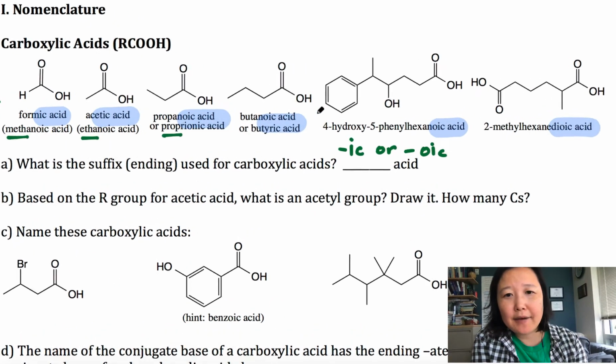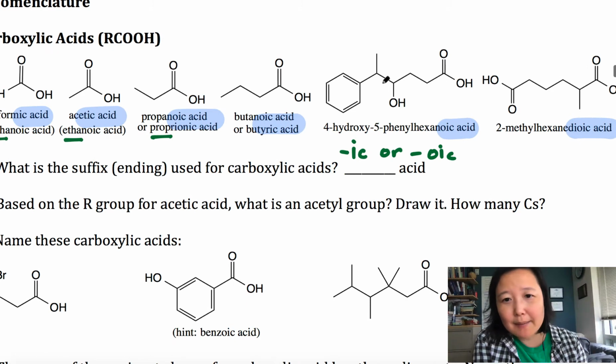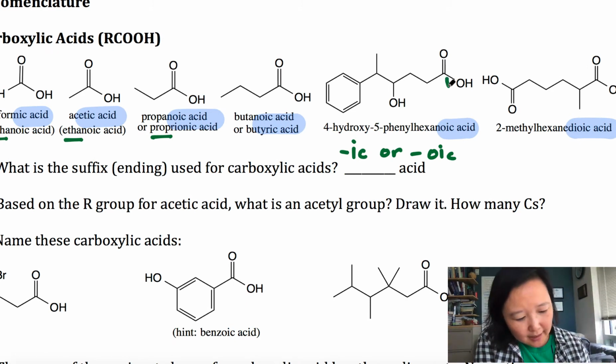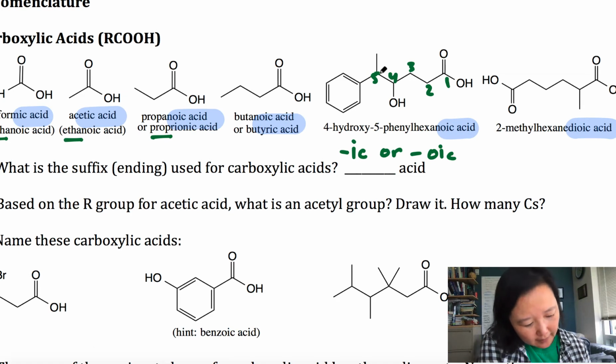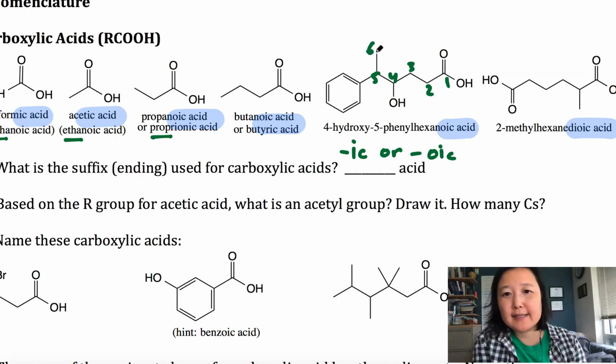Okay, and finally, how to name things. We use the same kind of naming system as always. The carboxylic acid will have the priority over everything you've learned so far. This is a 5-phenyl 4-hydroxy hexanoic acid because it actually is numbered to 6 up here.